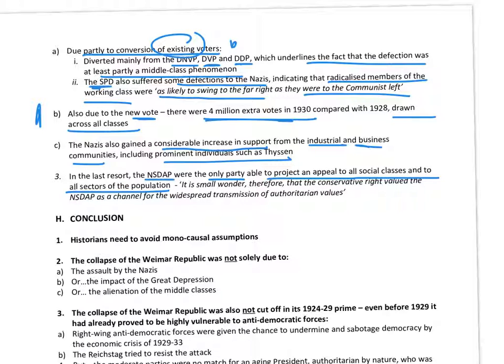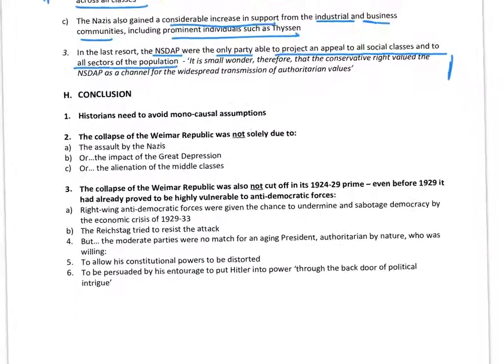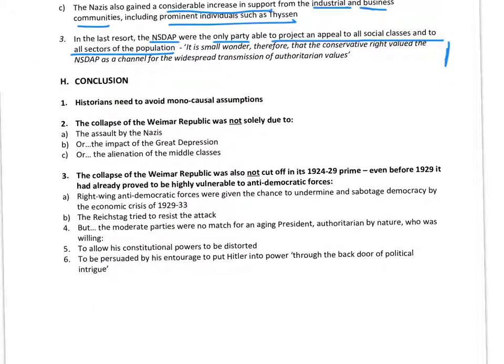Nice quote: "It is small wonder, therefore, that the conservative right valued the NSDAP as a channel for the widespread transmission of authoritarian values." So as a conclusion, historians need to avoid monocausal assumptions. The collapse of the Weimar Republic was not solely due to either the assault by the Nazis or the impact of the Great Depression or the alienation of the middle classes.